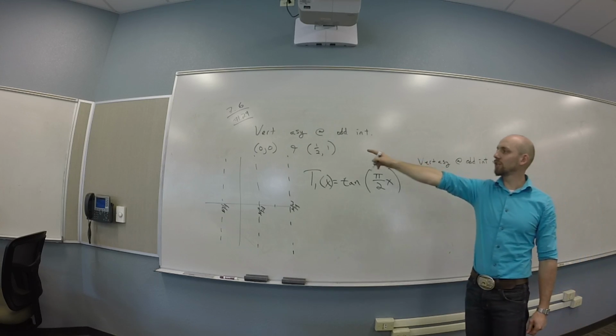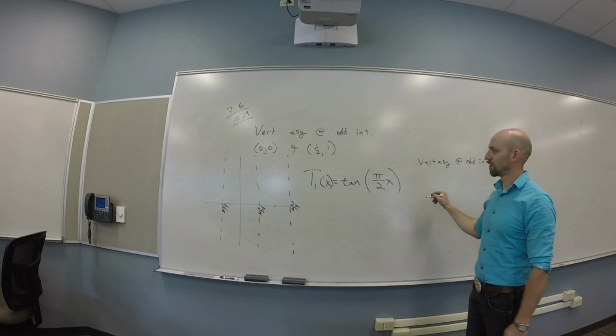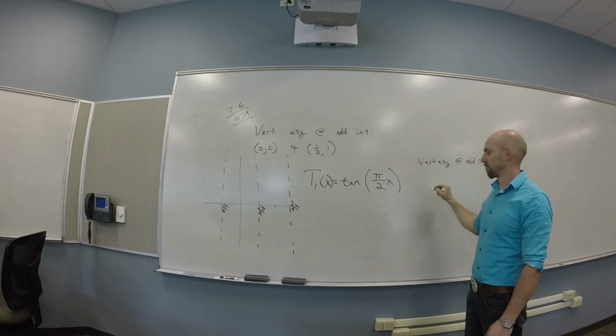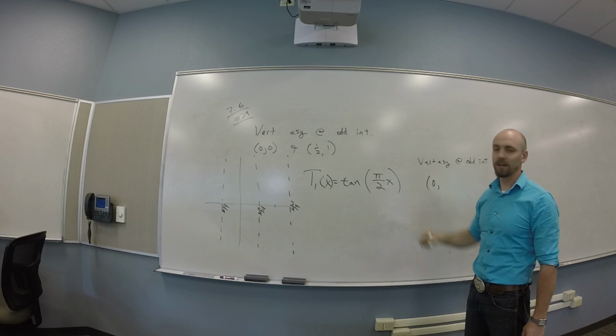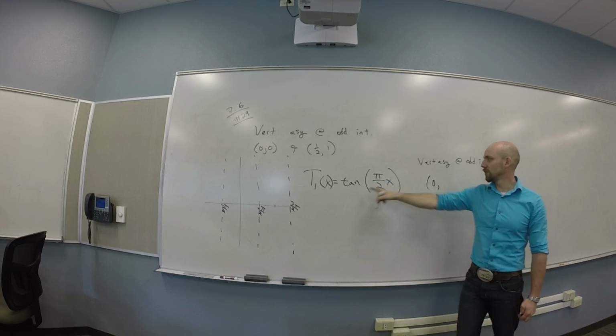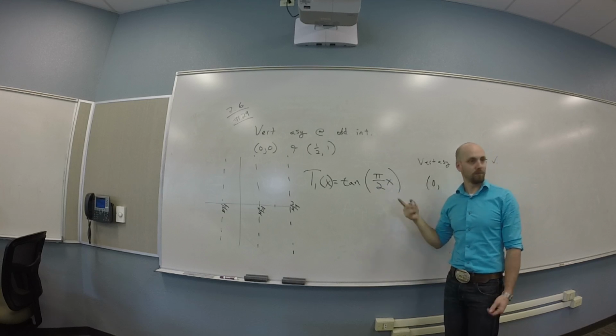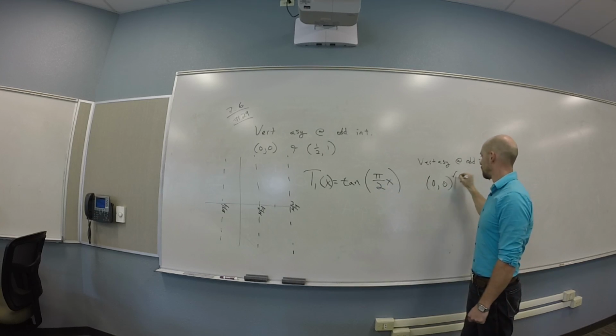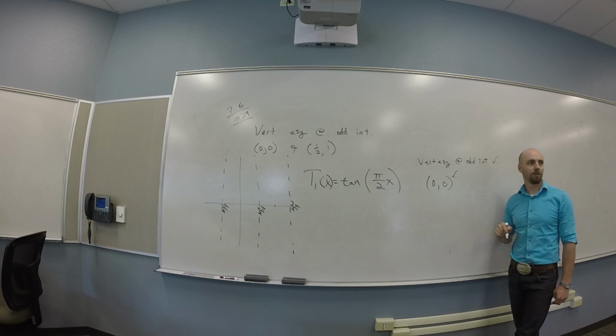And then to check those points, what do I need to do? Find them and see if they work. Yeah, take 0, plug it in. What do you get out? 0. Tangent of 0 is 0. Check. We go through (0, 0).